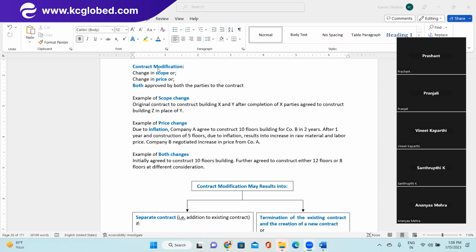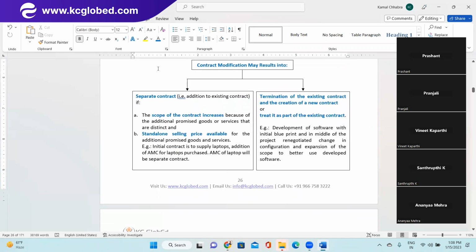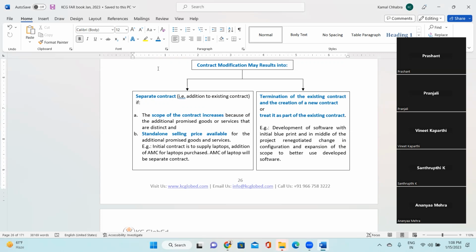If you see contract modification, it results into two things. One is it may result into a separate contract, that is, an additional contract. For example, which we discussed, a 4-story building and then the approval came for the 5th story. So there might be a possibility of a separate agreement, or there might be a possibility of the termination of the existing contract and creation of a new contract. So contract modification happens because of change in price, change in scope, or both. But what does this contract modification result into?